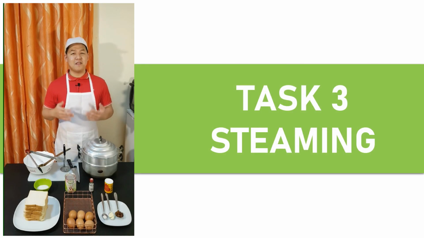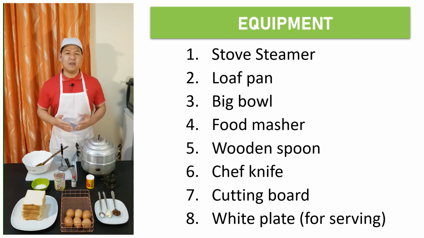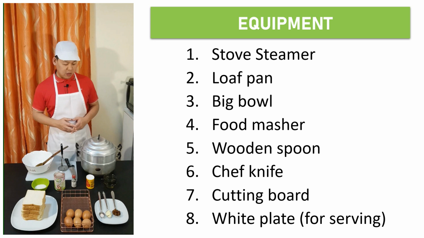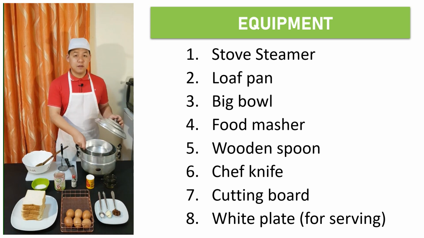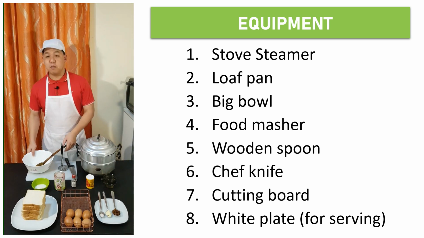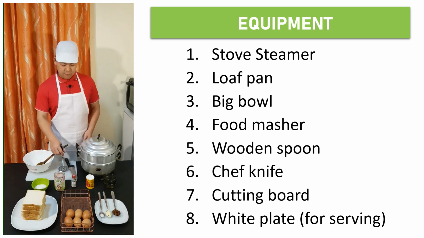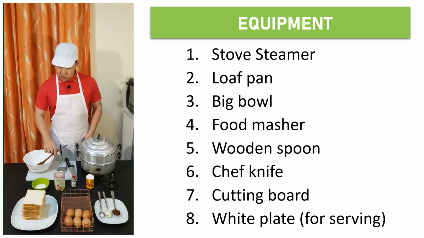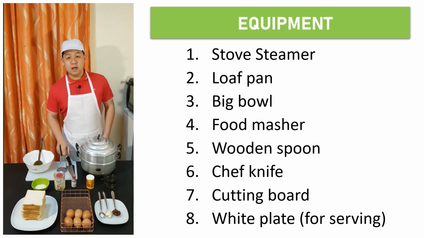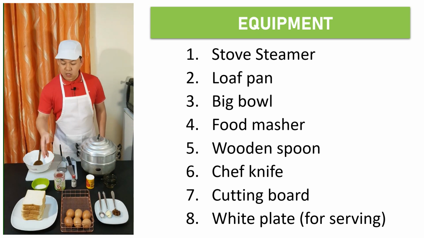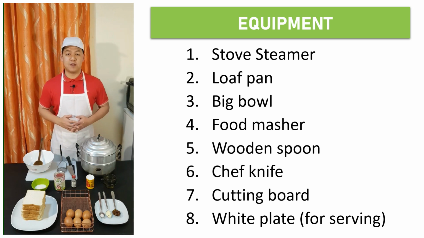The next task is steaming. For this task, we are going to prepare a bread pudding. Alright, for this task, you will require several equipment and consumables as well. For the equipment, we're going to use a stove steamer, a loaf pan, a big mixing bowl, a food measure, a wooden spoon, a chef knife, and a cutting board, together with a plate for serving purposes.